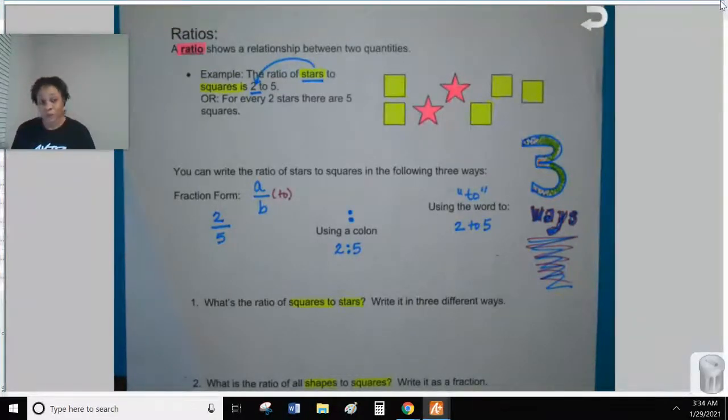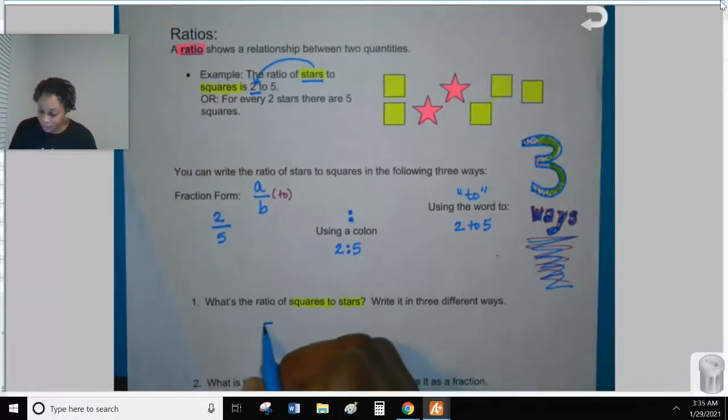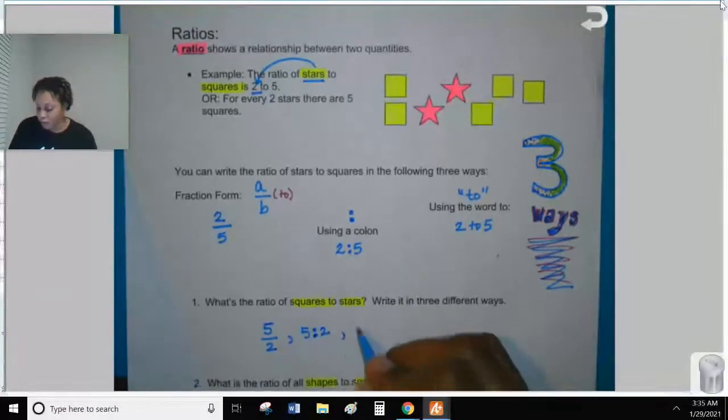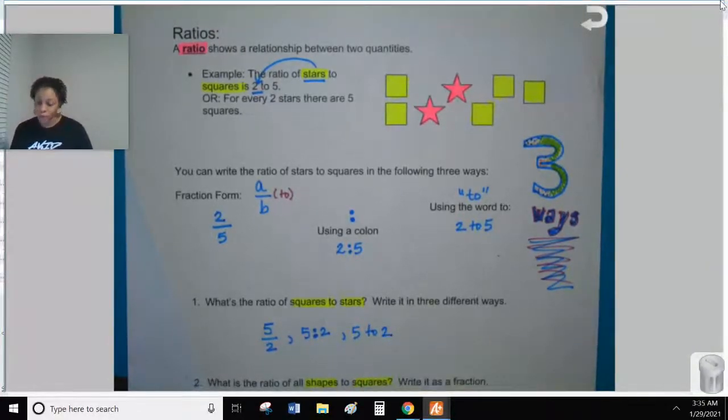Next it says, what's the ratio of squares to stars? See, they changed the order. Squares are first and then stars. So our numbers are going to be different. Write it in 3 different ways. So squares to stars would be 5 to 2, or 5:2 with a colon, or 5 to 2 with the word to. Those are the 3 ways we could write it.